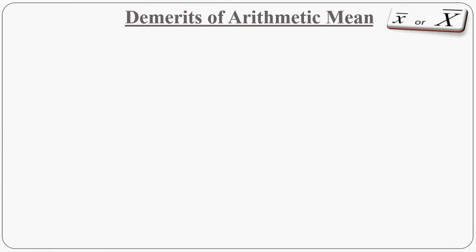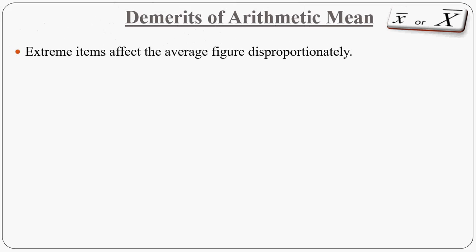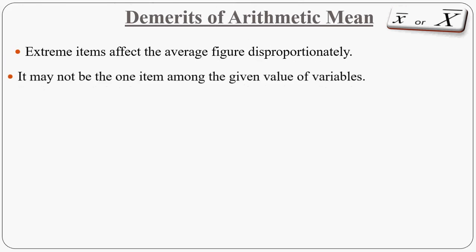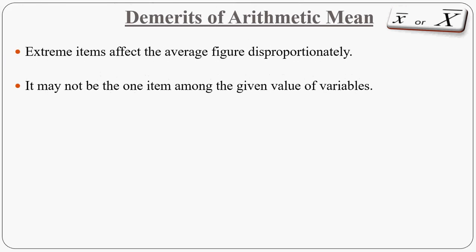Okay, problems, demerits. So the first demerit, it is affected by extreme items. The second demerit, it may not be one item among the given values of the variable. It takes only a set of items. So this is the second drawback. One item, it cannot give anything. So a set of items average only we can identify. The third one, it may represent fractional figures. So it may come in decimals, 13.05 or 75. So these kinds of values also will be reflected.